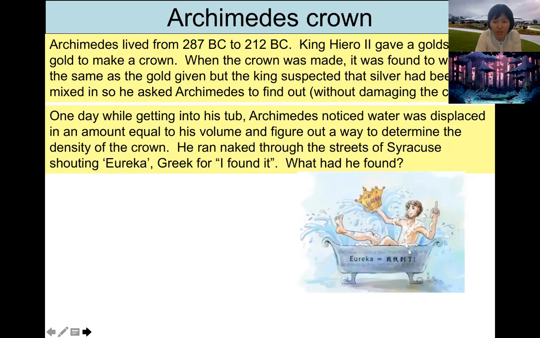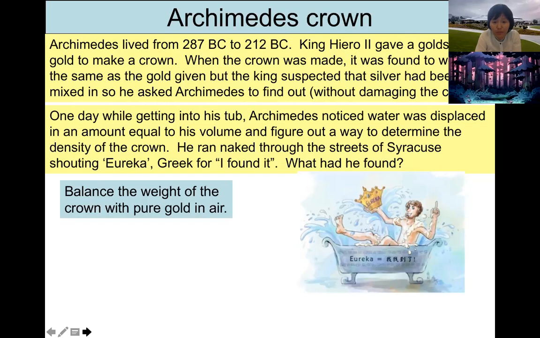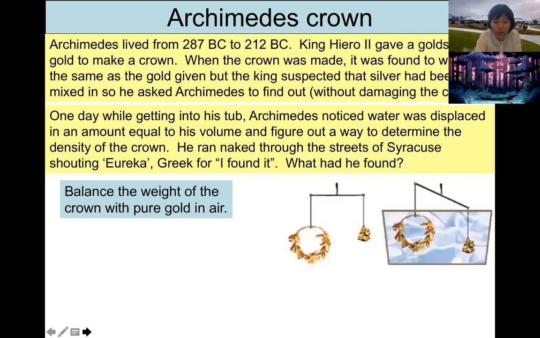So what is the method he found to test for the density of the crown, whether it's actually made of gold, 100%. So this is the method. So he balanced the weight of the crown with pure gold in air. This is pure gold. So we know that the sort of the reference we're comparing the crown to has the same density as gold because it is pure gold.